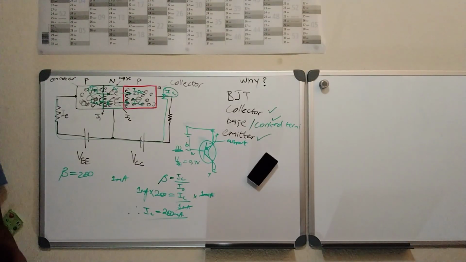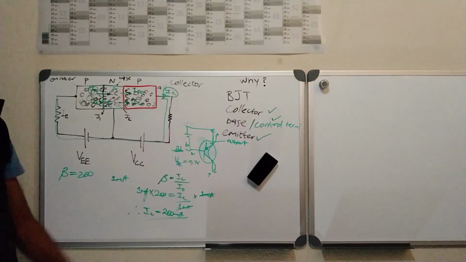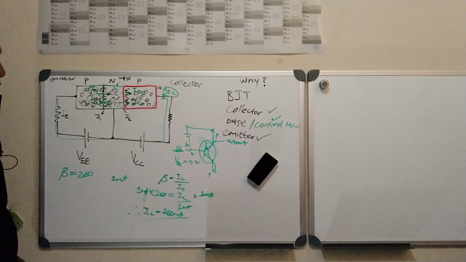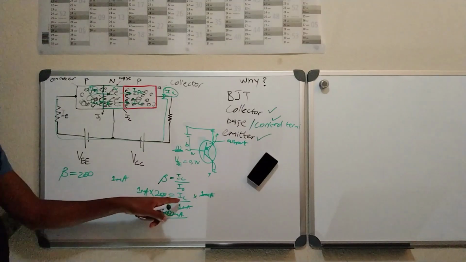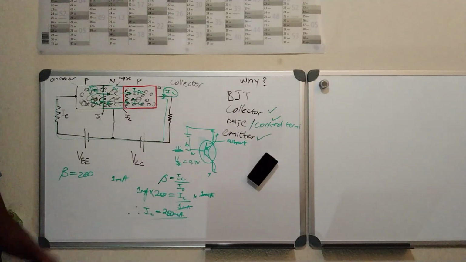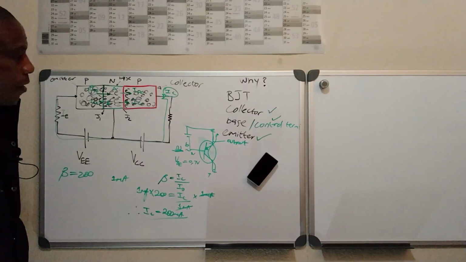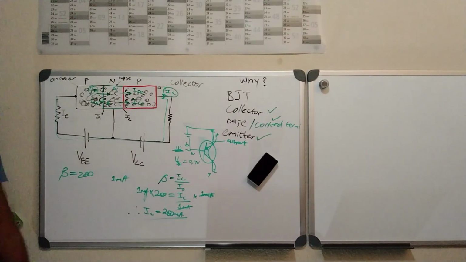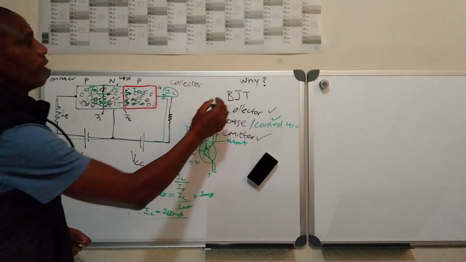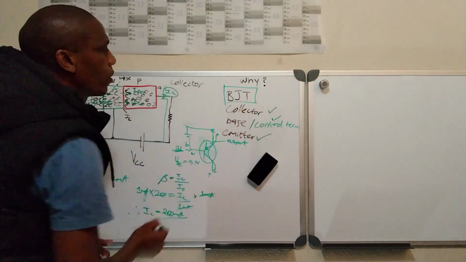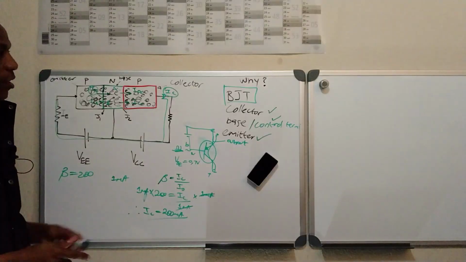That's how the collector amplifies the current. Ne? This BJT transistor is also known as a current controlled transistor, because if you put a small amount of current, which is 1 milliamp, you get 200 milliamps. Beta is also known as a common emitter current gain. Ne? But now we have one question that we haven't answered yet, and this is the question: why is it called a BJT?